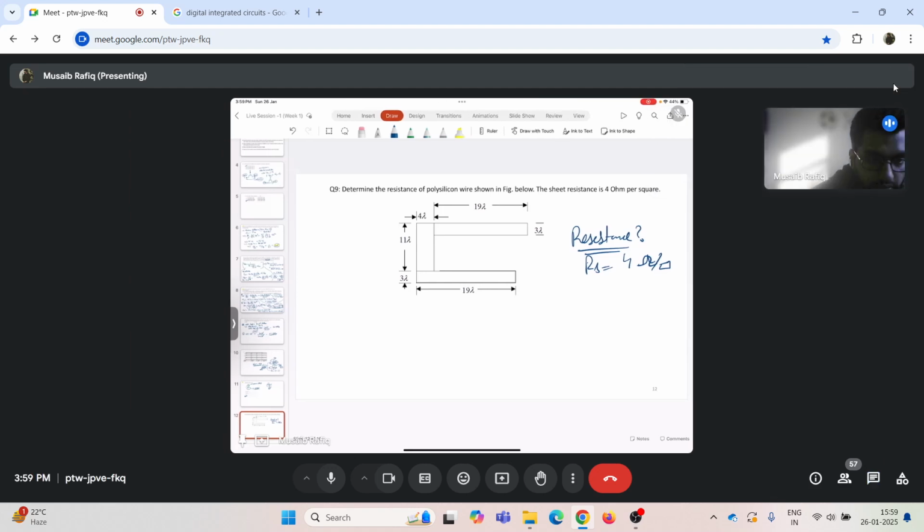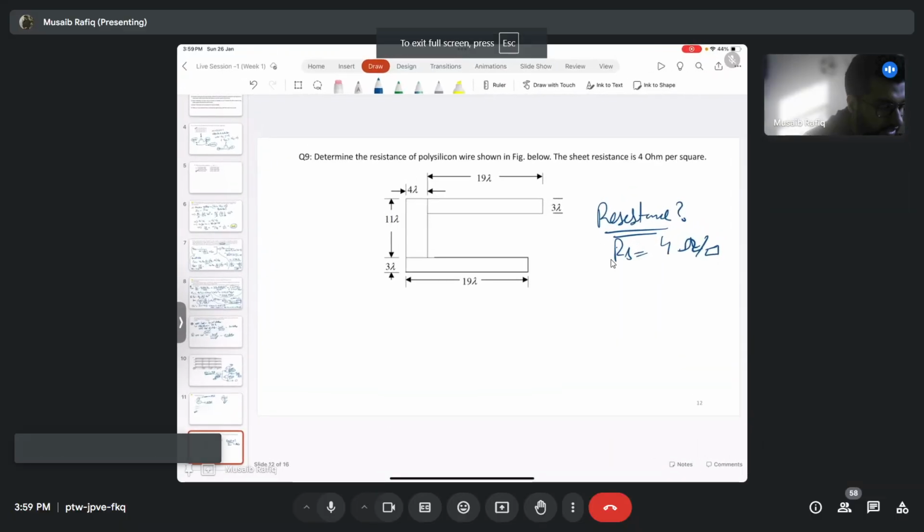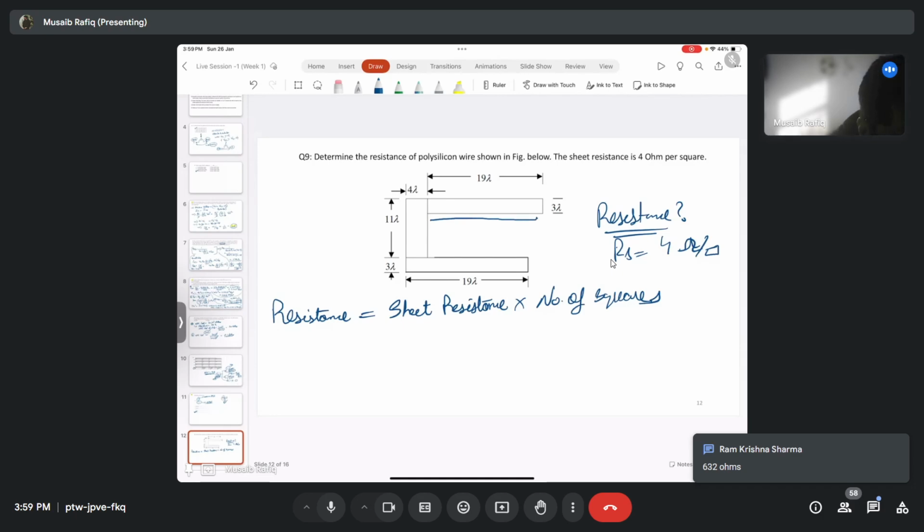So what we have to do here is find the resistance of the wire given the sheet resistance. How will you do it? The resistance of this wire will be equal to the sheet resistance multiplied by the number of squares. How will we find the number of squares? We will divide it into segments. This is one horizontal segment, this is another horizontal segment, and this is your vertical segment.